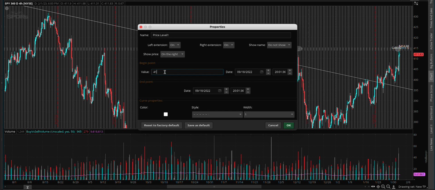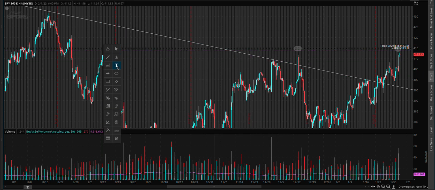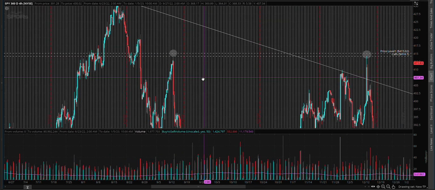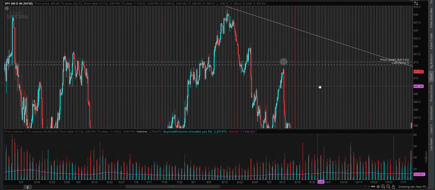Now these are simple levels that I plan to take some calls at, and they're real simple, guys. And this is just another high that I just marked off. So I've just marked off these two highs, and they're above where we're at right now. So I'm just going to wait patiently and see if we're going to go above these levels, and that's where I plan to take calls.